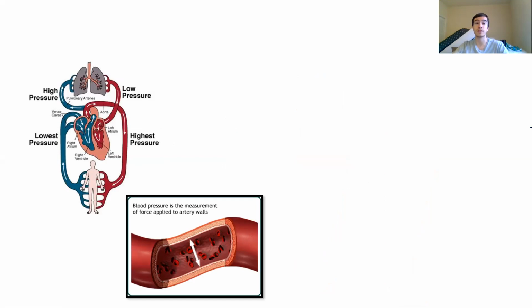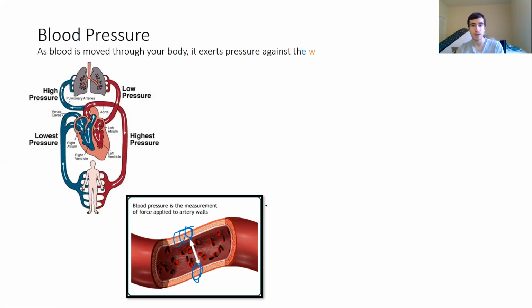So as our blood is getting pumped around our body, it's exerting pressure on the walls of our arteries and veins. The heart is pumping really hard and sending that blood out through the arteries with a pretty good amount of force. The way that we can measure how much force is going through our blood is called blood pressure. You've probably heard of blood pressure before.